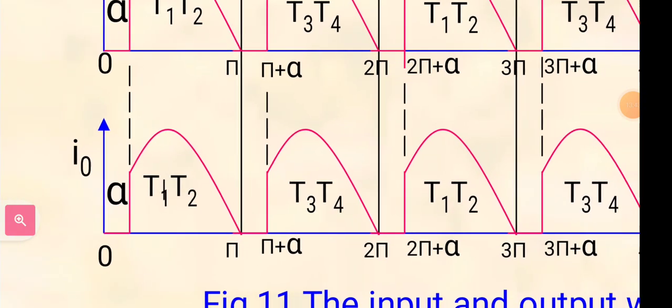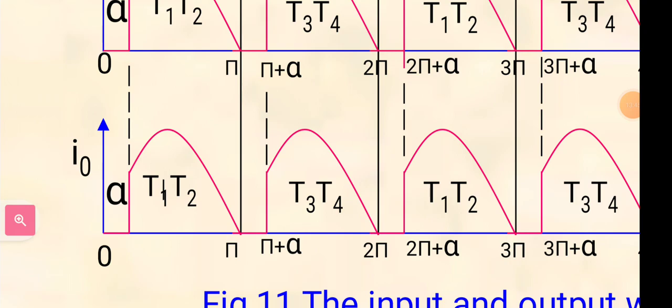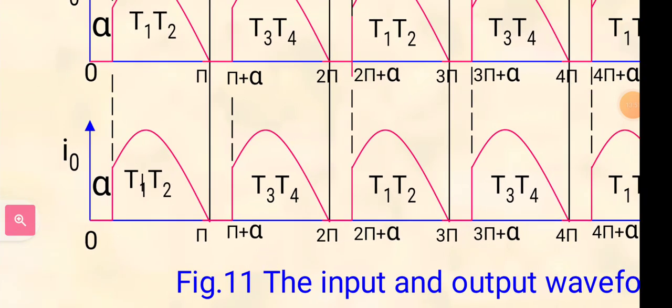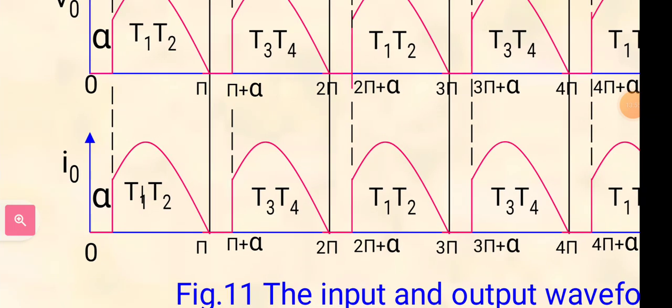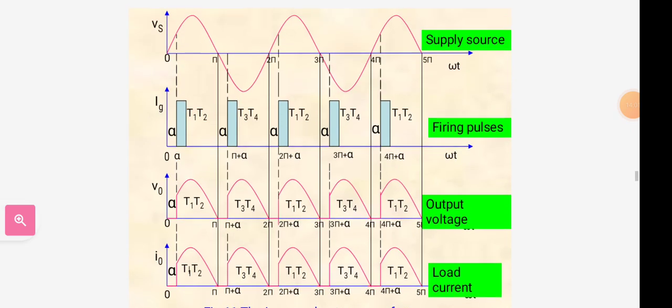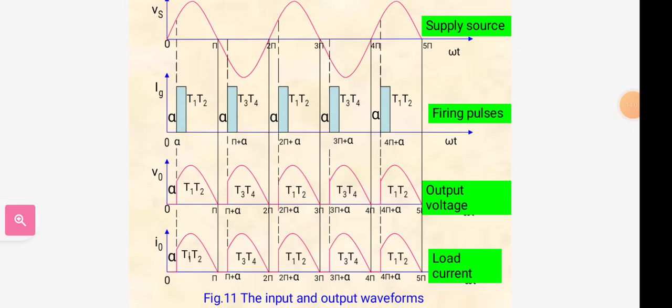The same is the case for I0, also the same as V0, but the maximum value is smaller because I0 is equal to V0 by R. So these are the waveforms for the single phase full wave fully controlled converter using resistive load.